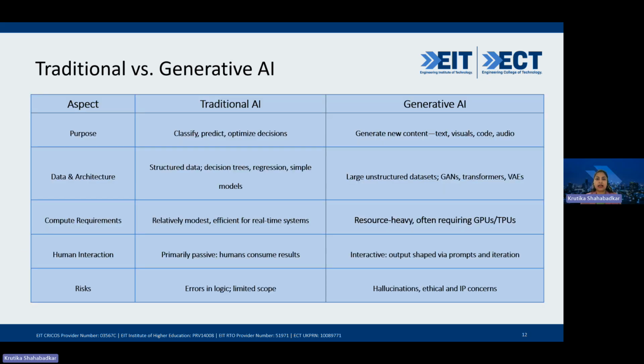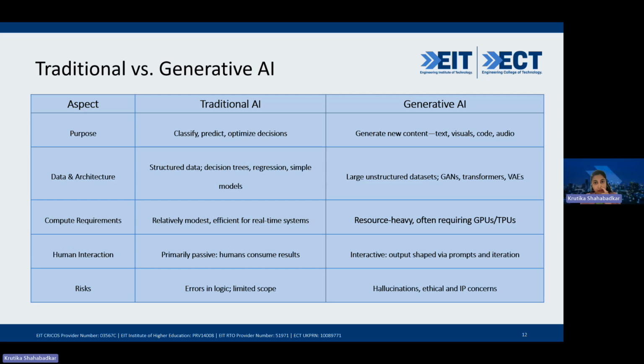Now let's talk about the fundamental shift we are witnessing in artificial intelligence. Traditional AI has been around for decades. It's your go-to for things like predictions, classifications, optimizations, right? The kind of AI that crunches numbers and tells you whether a machine will fail or not. So think of it as a calculator on steroids: efficient, reliable, but not particularly imaginative, right?